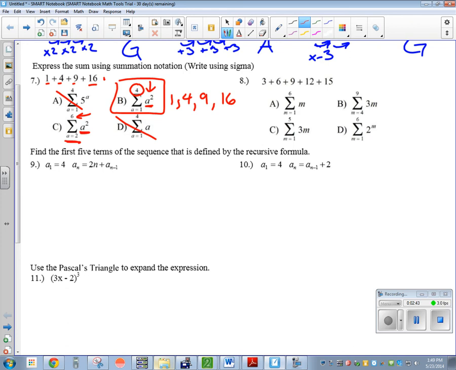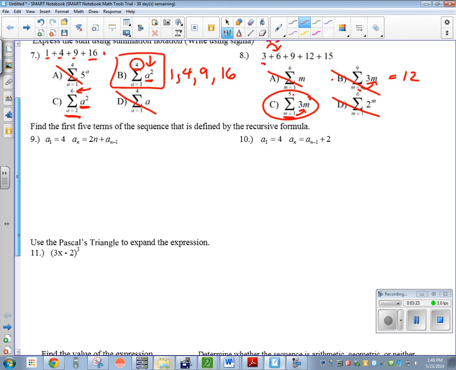Number 8, when we look at the problem, we go 3, 6, 9, 12, 15. We're adding 3 each time. So that means my equation is going to have 3k, or 3, in this case, m. So it is not A, it is not D. So it's either C or B. When I plug in that bottom number, 1, I should get the first number, 3. Well, I do. On this problem, when I plug in 4, I would get 12. Well, that's not what I want. I want to get 3 first. And I would keep going until I plug in 5. When I plug 5 into that equation, I'd get 15. That's what I want. So, letter 8 is C.